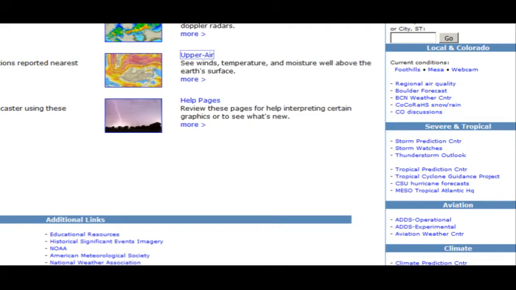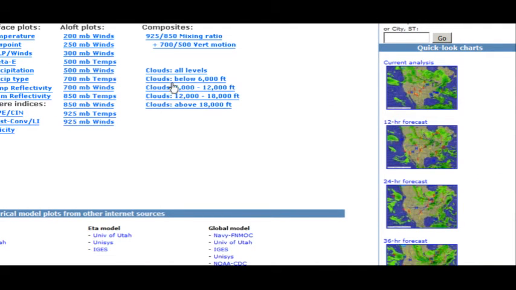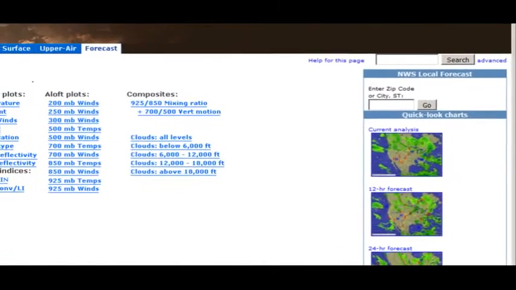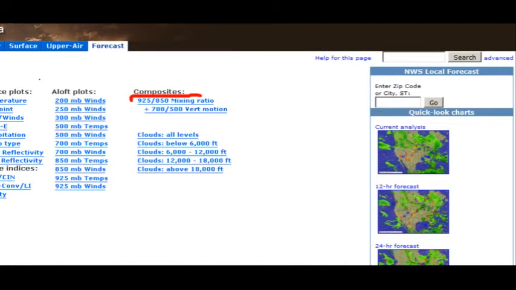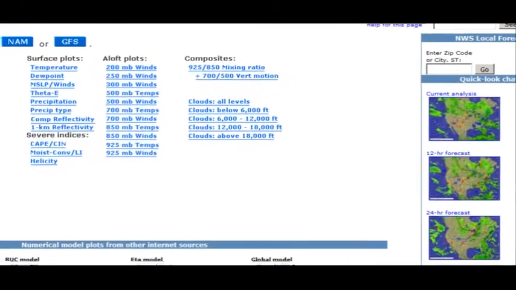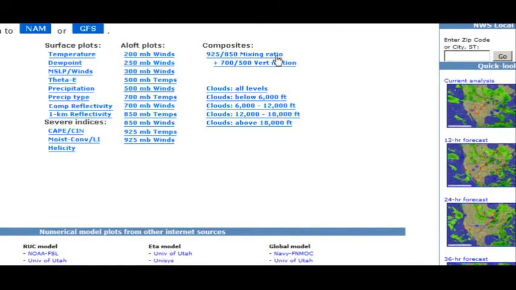Their upper air, actually I think their models had a little bit of this upper level moisture. Yeah, you see this here? 925, 850 mixing ratio. And this was actually me that got this added about 15 years ago. I forgot who the webmaster was, but I talked to him about this moisture depth issue, and I was able to persuade him to add this. So you can use this.